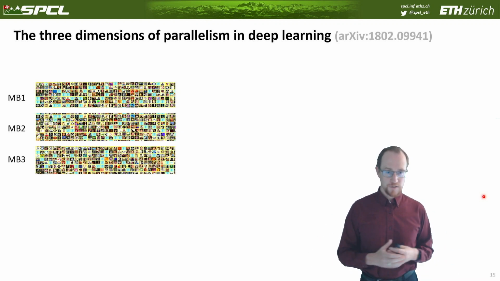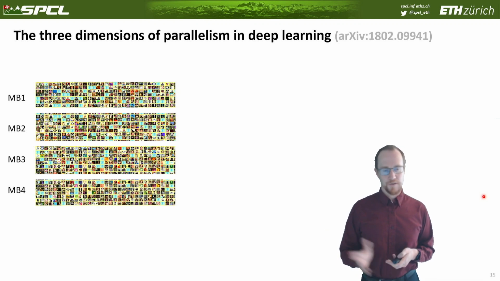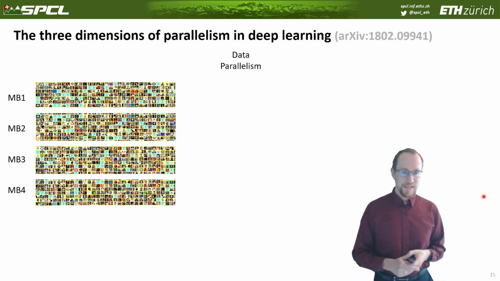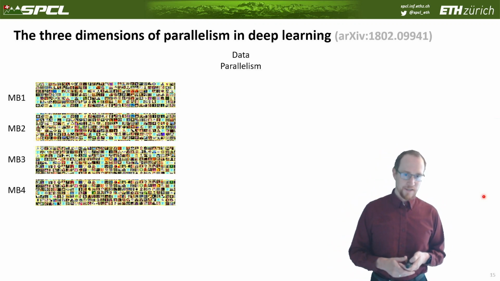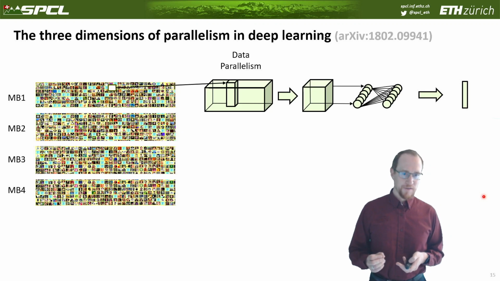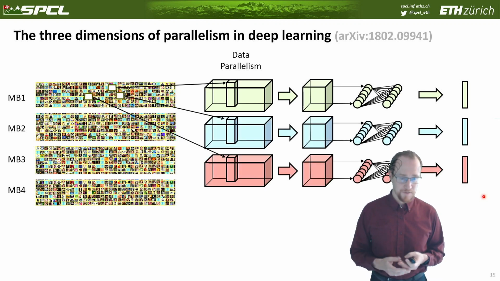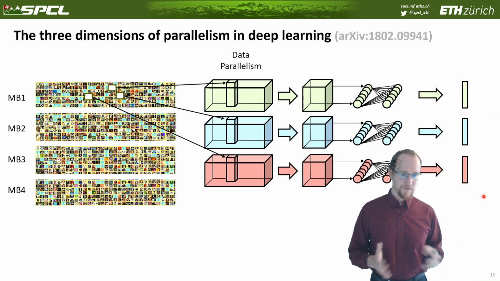Each of those mini batches contains many, many examples, in this case many, many images. And there's a 4th mini batch as well. Then we can implement data parallelism. The idea in data parallelism is that we copy the whole model to different accelerators. This, of course, implies that the whole model fits on an accelerator.